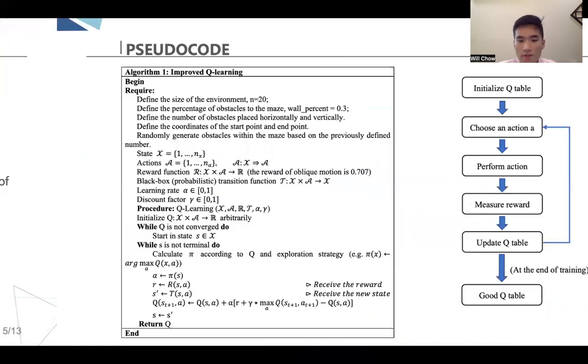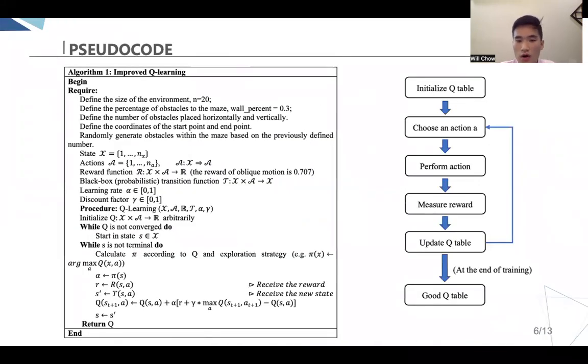Okay, from this slide, the pseudocode of Q-learning is shown in two forms. The table on the left side is more precise, explaining every detail of the requirements and the algorithm. Besides, the flowchart on the right side is more succinct, demonstrating how an initialized Q table becomes a good table at the end.